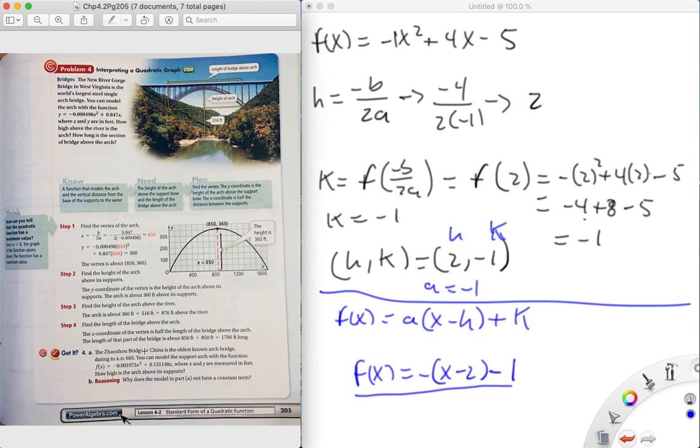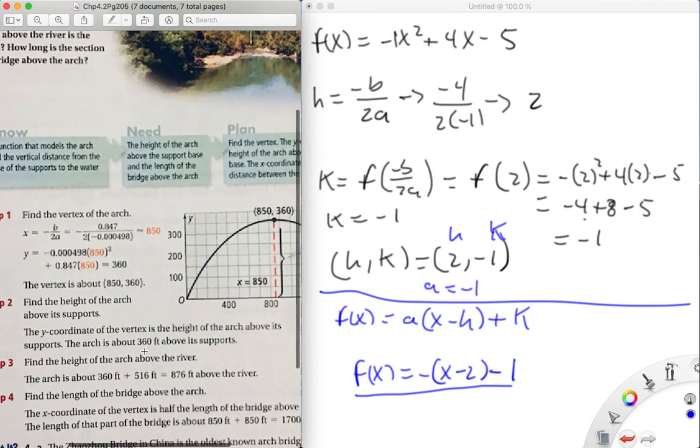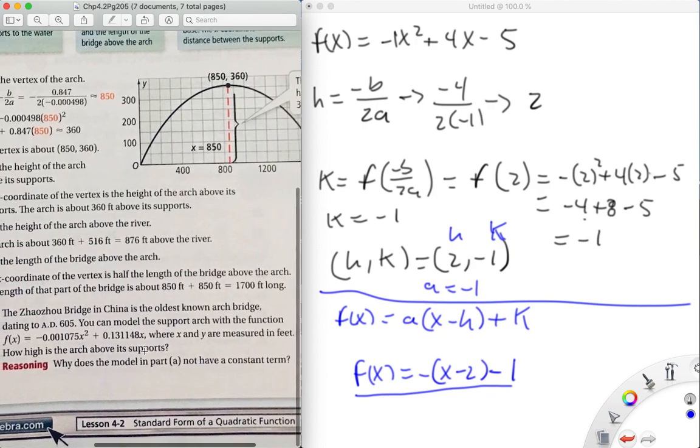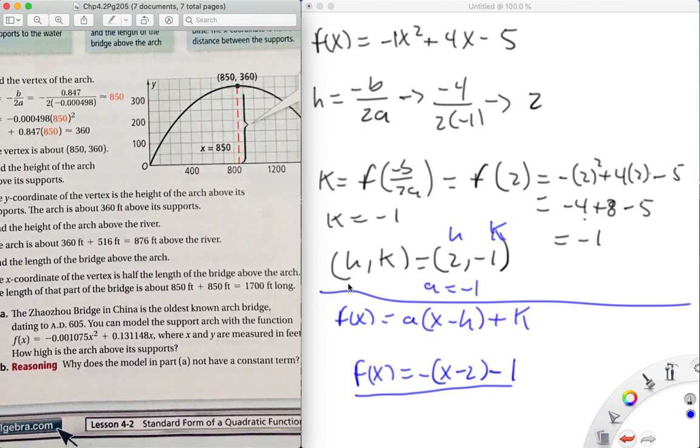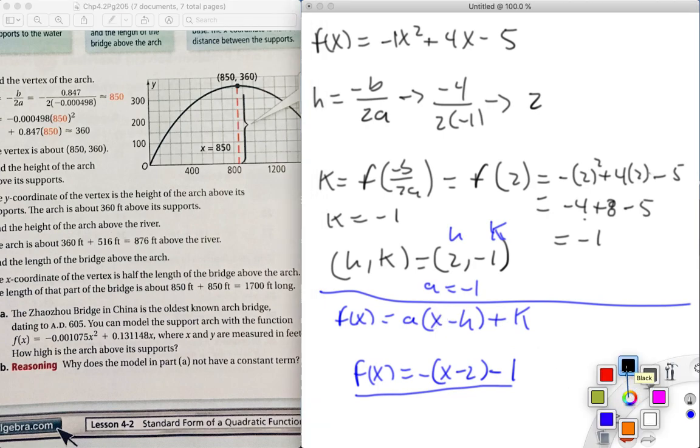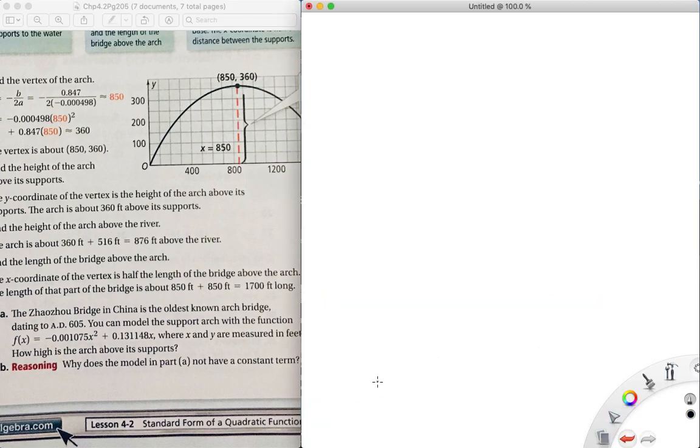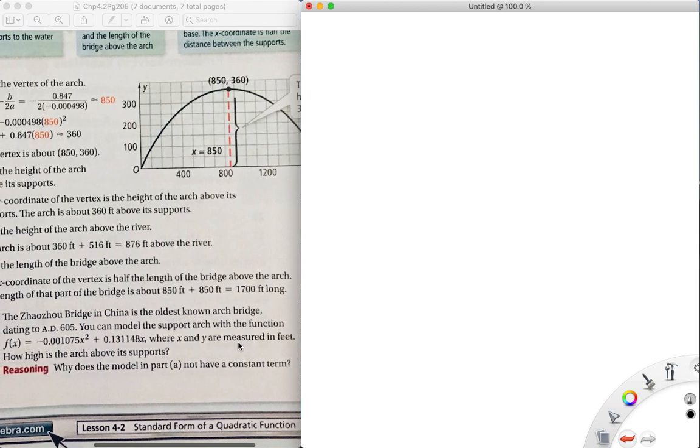Here, we have this bridge in China, which is the oldest known arc bridge. They want to find what x and y are, measured in feet, of the arch. Let's see. Oh, where x and y are measured in feet. So they want to know how high the arch is. Okay, so we have to find the vertex.